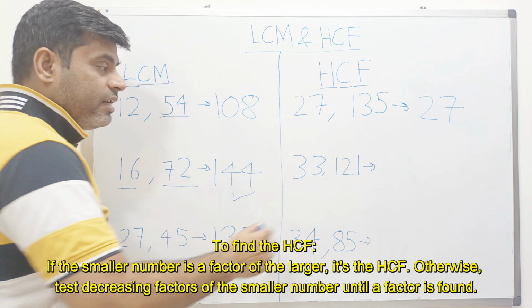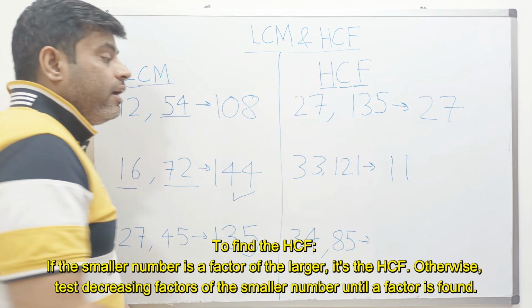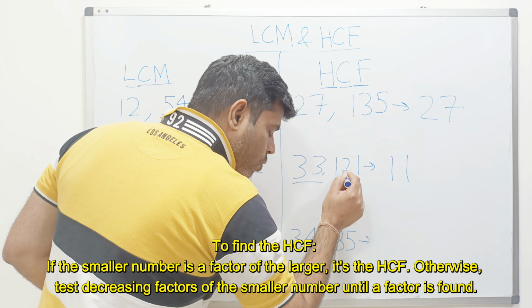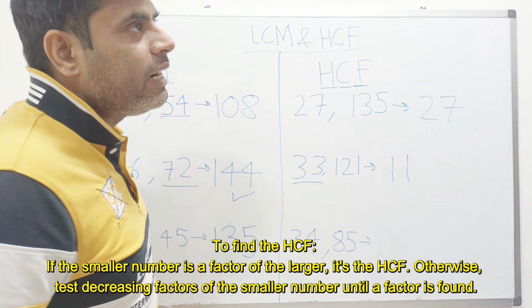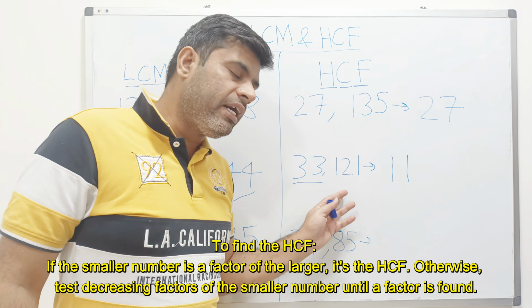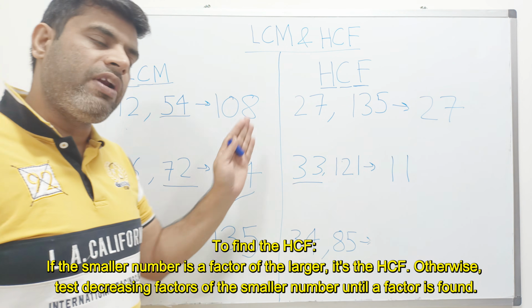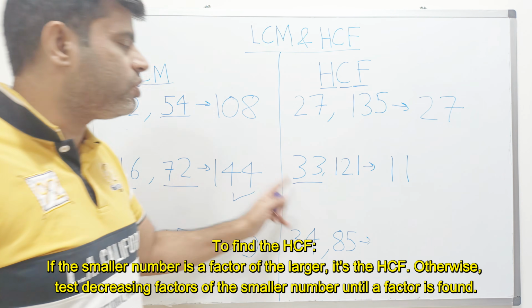If I want to do it fast, let me do it here. 11 is the answer. Now how did I get it? Look at the smaller number, 33. Is it a factor of 121? No, because 33 multiplied by 3 is 99, and 99 plus again 33 is 132. So 33 is a factor of 99 and 132, but not a factor of 121. So this is not the answer.